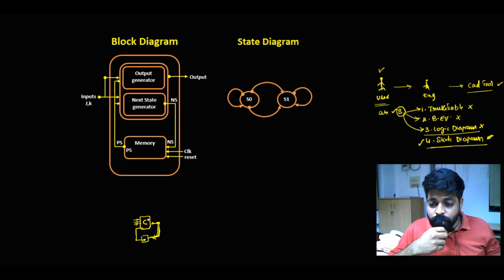So this is how we keep the combination circuit as it is, along with a memory circuit. The entire circuit we call a sequential circuit.